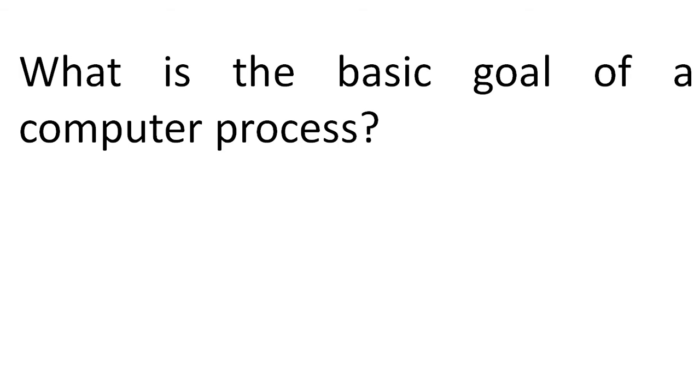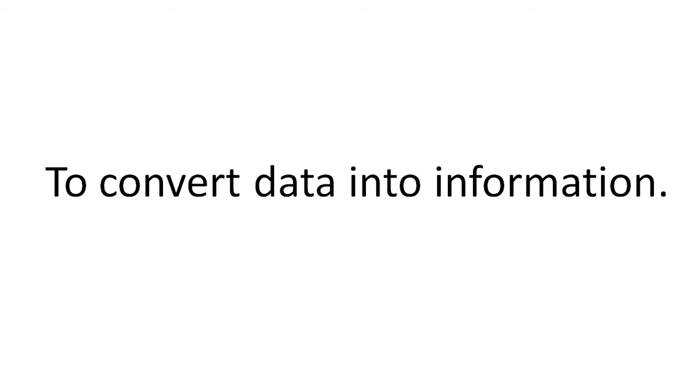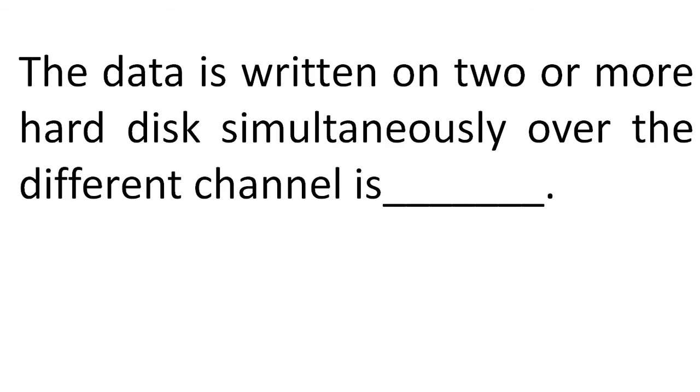Next one. What is the basic goal of computer processing? The correct answer: to convert data into information. Next one. The data is written on two or more hard disks simultaneously over different channels is the transfer disk dash. Disk duplexing. Next question.